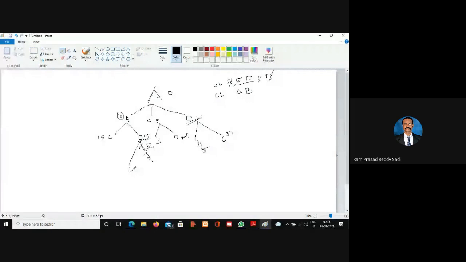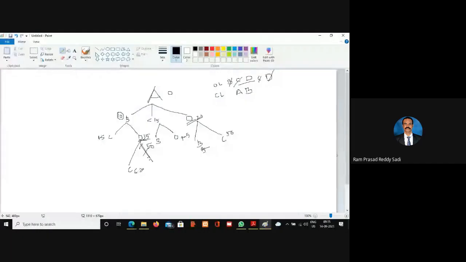Are you getting this? Yes, sir. What will be the heuristic value? Over here, so D to C plus 30, 65.